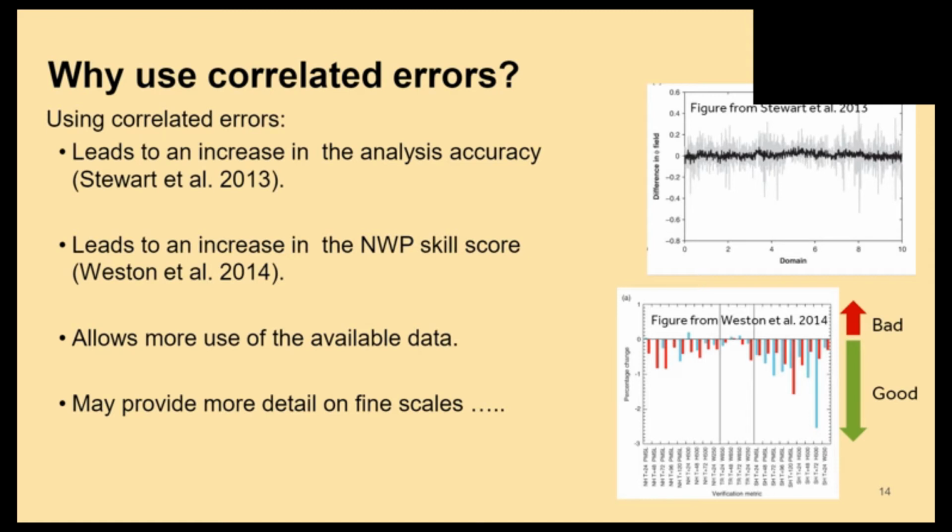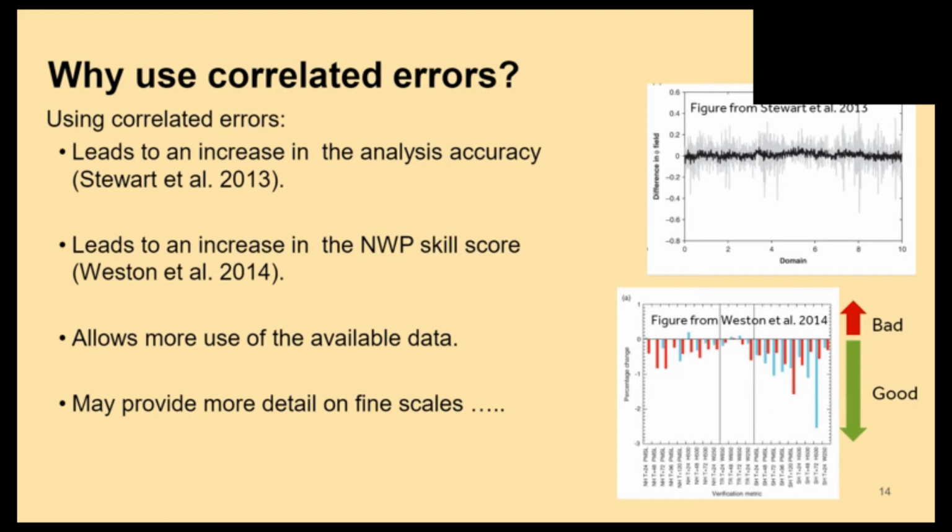Due to this work that we did with Laura Stewart, the Met Office decided to have a go at including interchannel correlations for IASI data, and that led to the paper by Pete Weston and co-authors, in which they found an increase in the NWP skill score. An example of that is down the bottom. It's various different metrics, and you can see that most of them produce quite good, positive results. If we start to think about using spatially correlated errors rather than just the interchannel errors, we might be able to use more of the available data because we wouldn't need to thin so much in space. And we might be able to provide some more detail on fine scales from those observations.